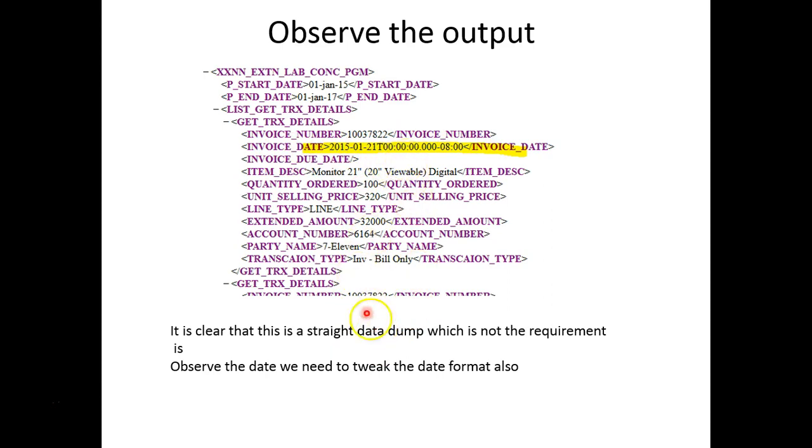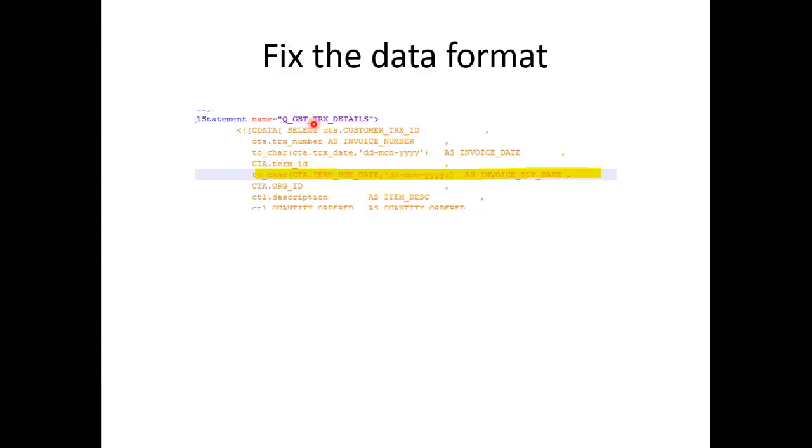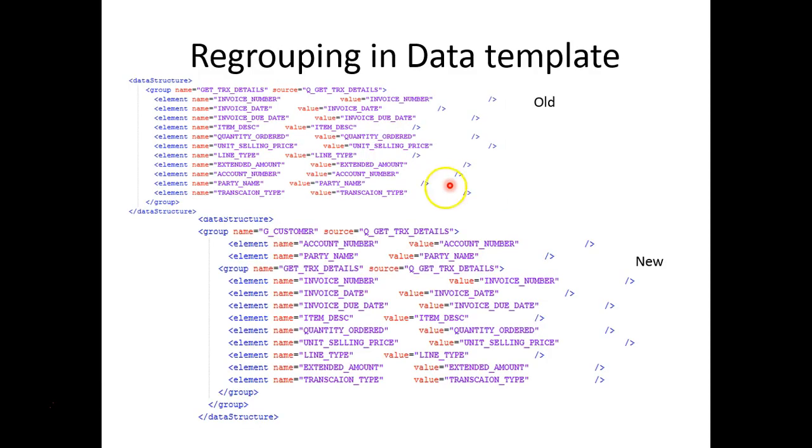Our next step would be to regroup it so that we'll group it first by customer. So we'll have customer, followed by the transaction details. Let's start with fixing the date format. So we're going to edit the query. You can fix the date format. Let's go ahead and regroup the data.